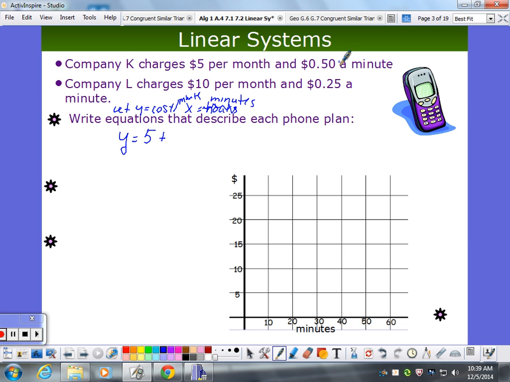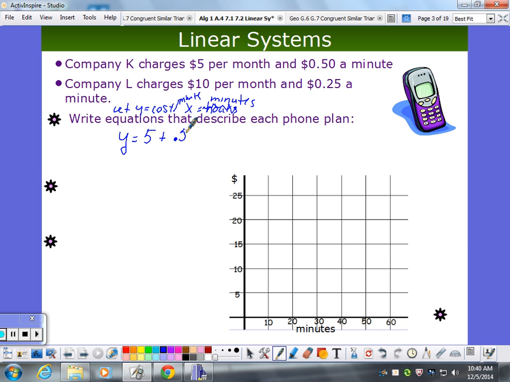Well, let's say I talked 1 minute. I would just add 50 cents to this, right? If I talked 2 minutes, what would I be adding in here? $1. If I talked 3 minutes, so what are you doing? You're taking that number of minutes and multiplying it by 50 cents. Think about what it would be for 4 minutes. $2. So it's 50 cents times 4.